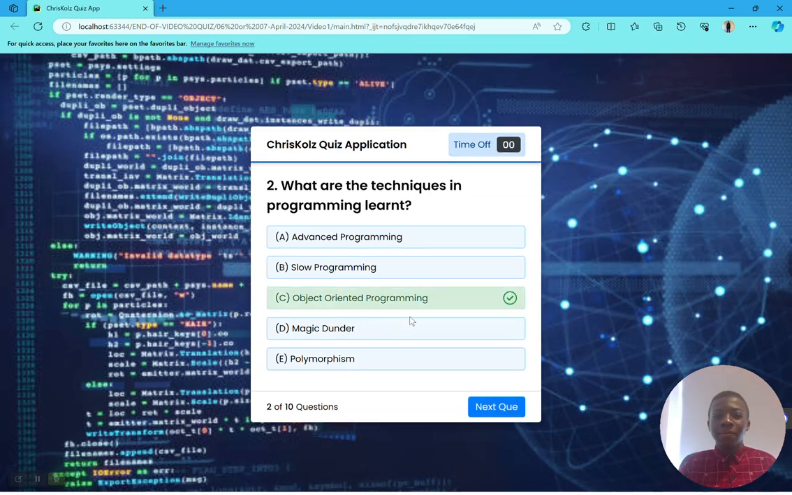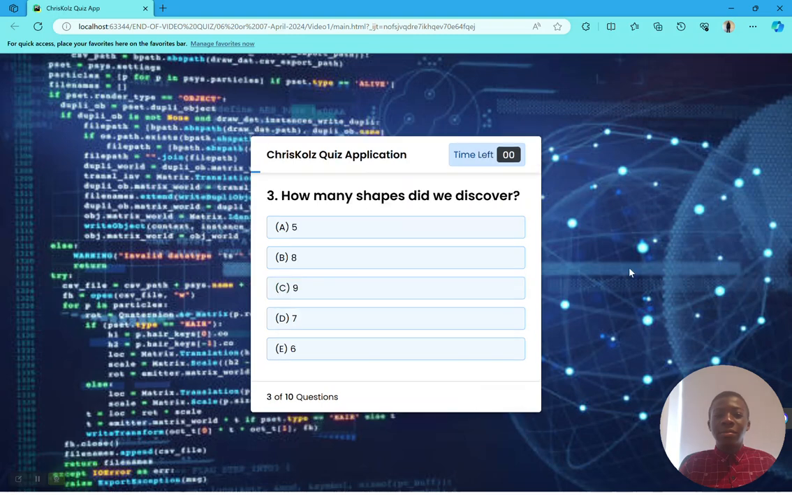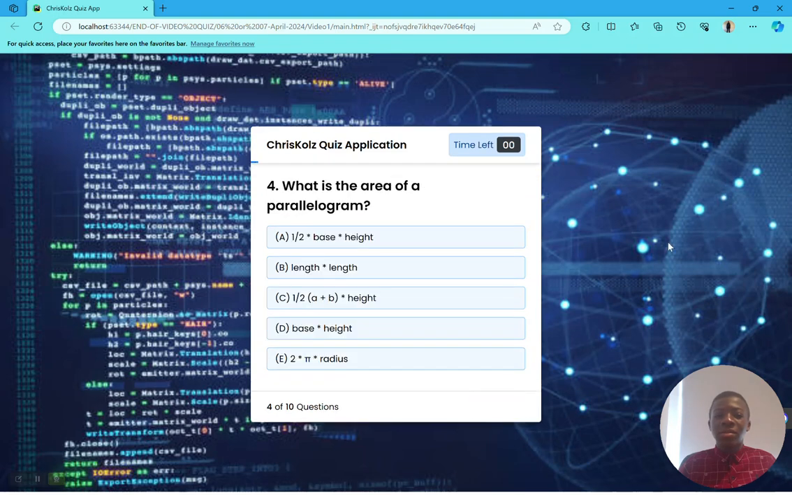OOP. We didn't learn that much advanced programming because we're still under the basics. Then the slow ones, that does not exist. But I did mention a thing or two about magic dunder and polymorphism. But that's just its general name. You can count them. The answer is simply 7. Next.